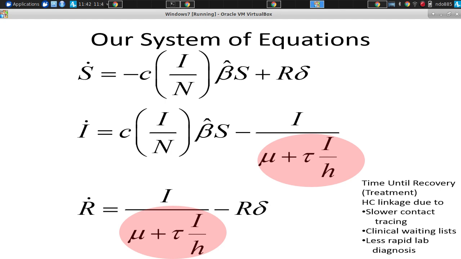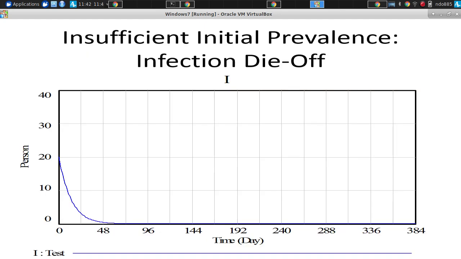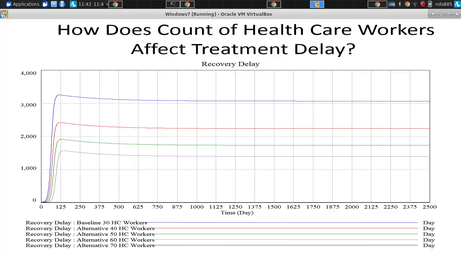Which is healthcare workers? H. So if H is greater, will the number of people infected at this sort of locked-in equilibrium, where tons of people are sick and waiting, be higher or lower? If there are more healthcare workers it will be lower, and with fewer healthcare workers it will be larger.